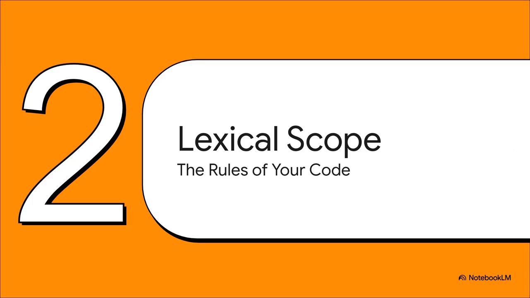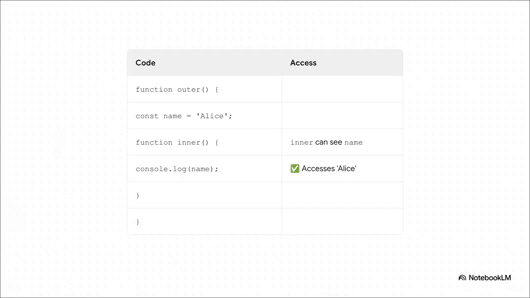Okay, so we know where variables can live. But how does a function know which variables it's allowed to see? Well, the rule for that is called lexical scope. Now, I know, lexical scope sounds kind of fancy, but the idea behind it is actually super simple. A function's access to variables is decided by where you physically write that function in your code. Right here, we've got an inner function that's nested inside an outer one.